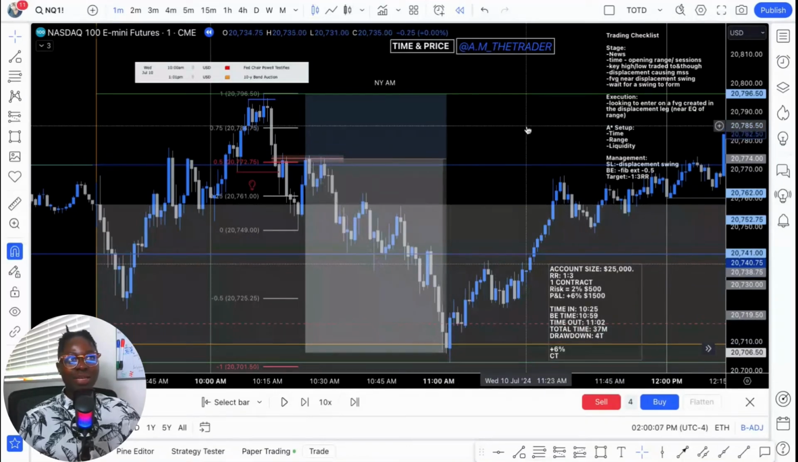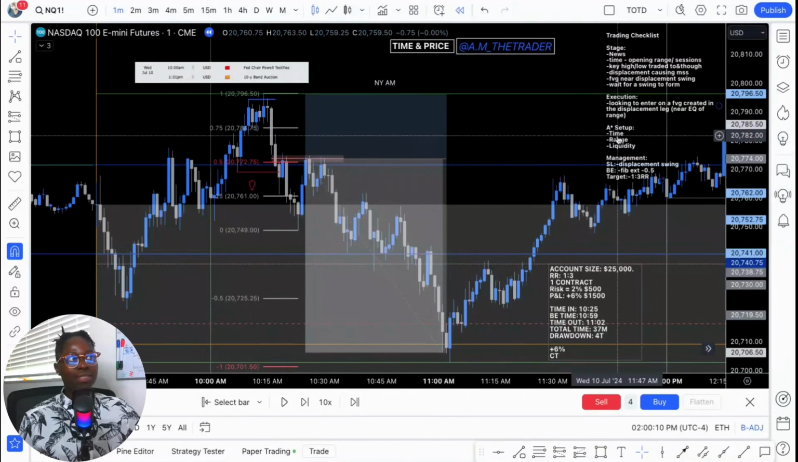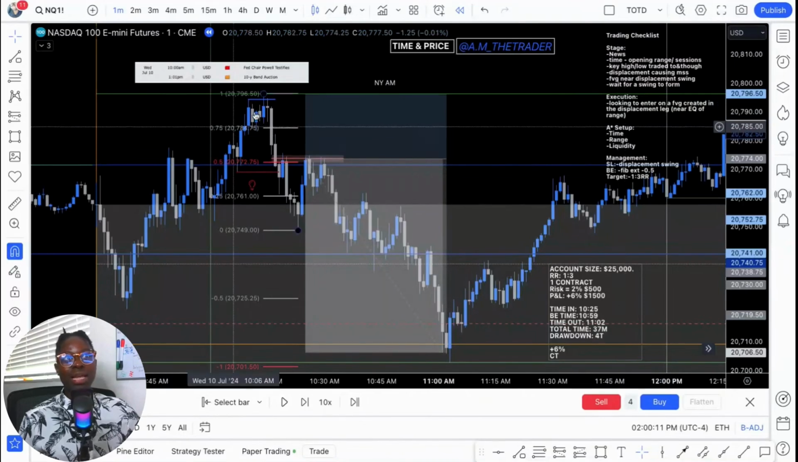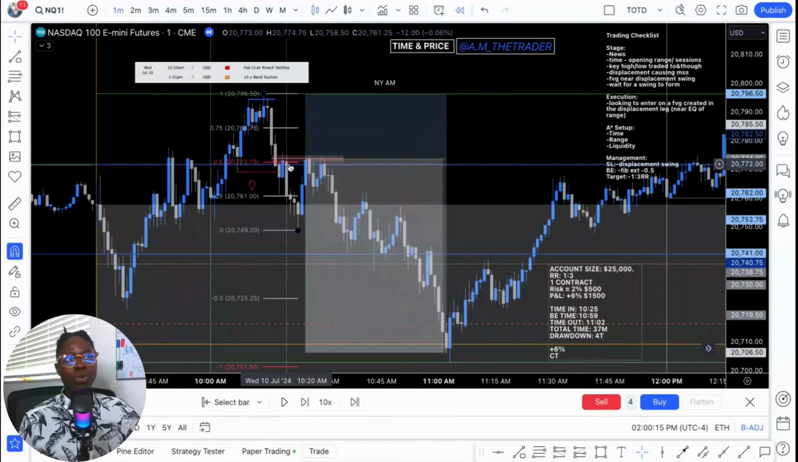Let's look at factors that made this trade a high probability setup. First, the time aspect: it is the AM session and is post 10:10. Range, we're in the middle to upper quadrant, we're in the premium for a sell.